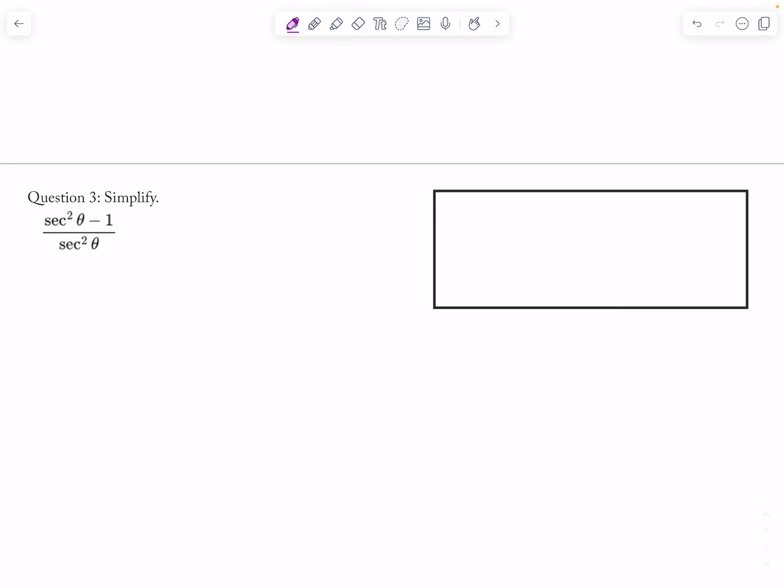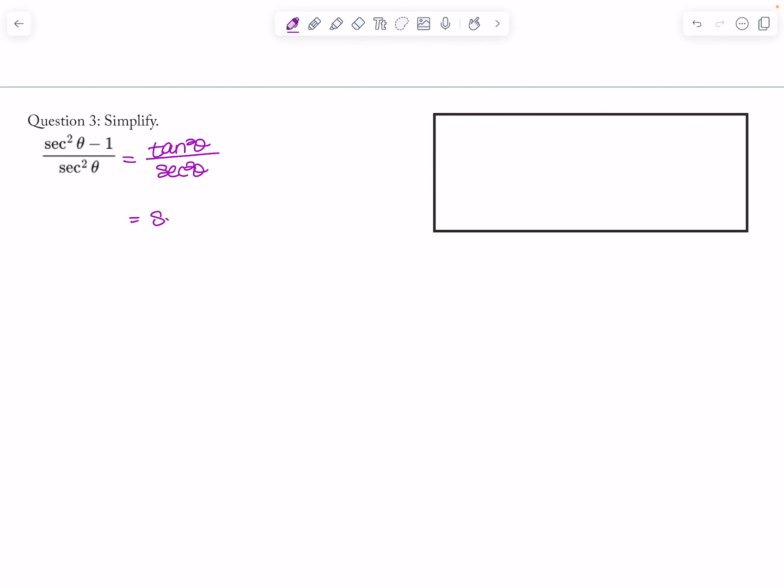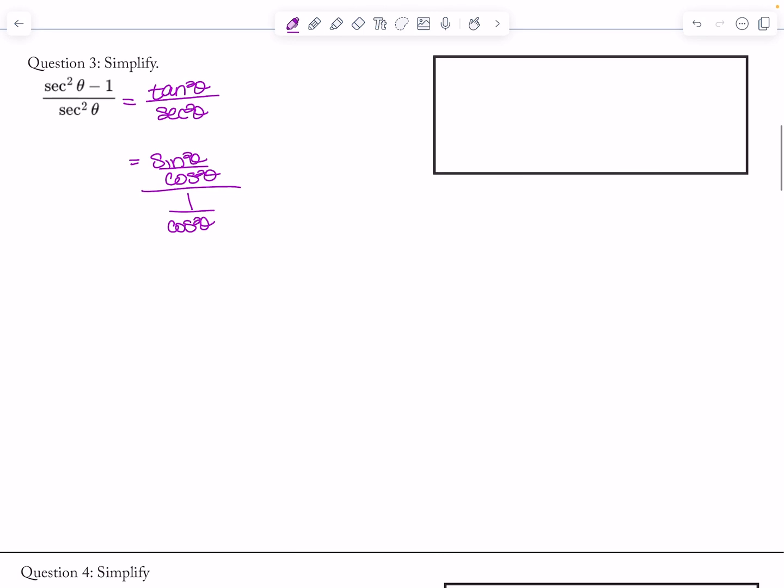Secant squared of theta minus 1 is tangent squared of theta. That is my Pythagorean identity. And this is over secant squared of theta. So I have sine squared of theta over cosine squared of theta divided by 1 over cosine squared of theta. All I did was turn my tangent and secant into sines and cosines. So I have sine squared of theta over cosine squared of theta, times cosine squared of theta over 1, because I could invert and multiply my denominator. So I'm just left with sine squared of theta.